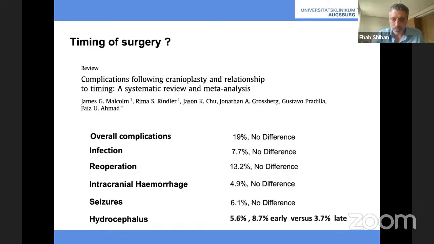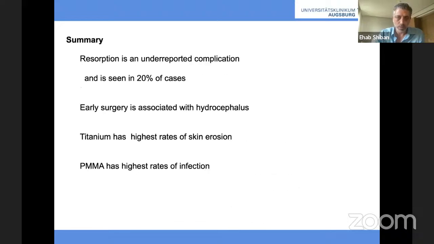The only difference was in hydrocephalus. If you did the surgery within 90 days, you had a higher rate of shunting, or the patients requiring a shunt. So there was a difference. If you do a neurosurgery, you probably will be ending up using a shunt in these patients.